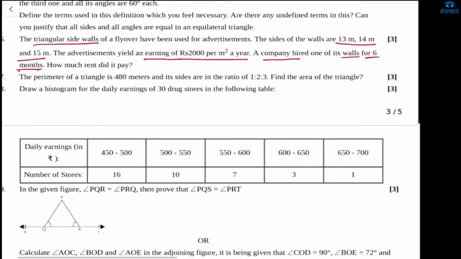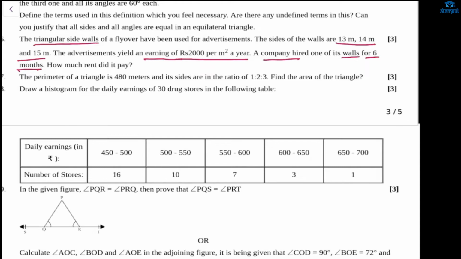Now I think a similar question we have discussed in the class also. The perimeter of a triangle is 480 meters and its sides are in the ratio 1:2:3. Find the area of the triangle. How are you going to find out the area? First, you have to find all the 3 sides. Since the ratio is given, we always put a k there: 1k plus 2k plus 3k is equal to 480.